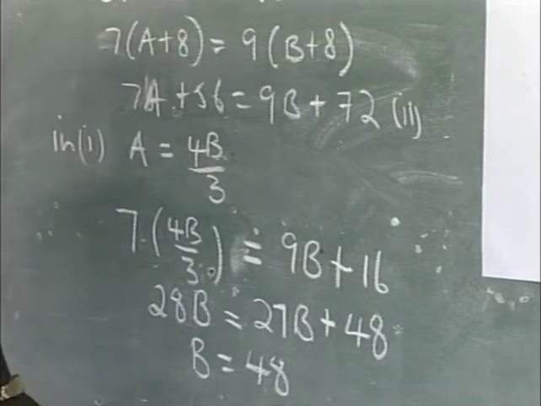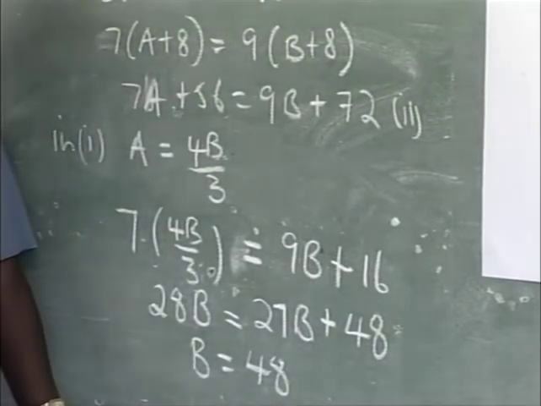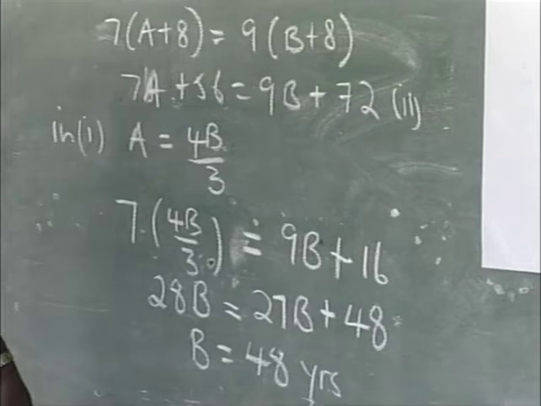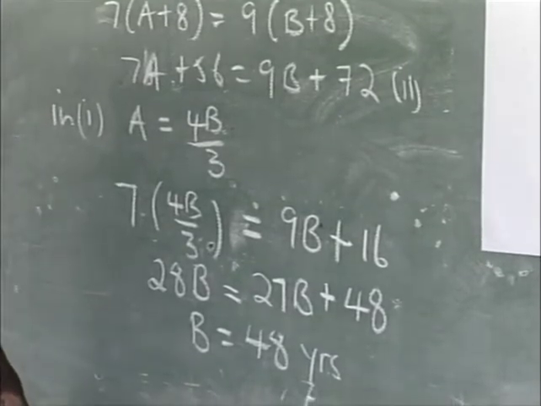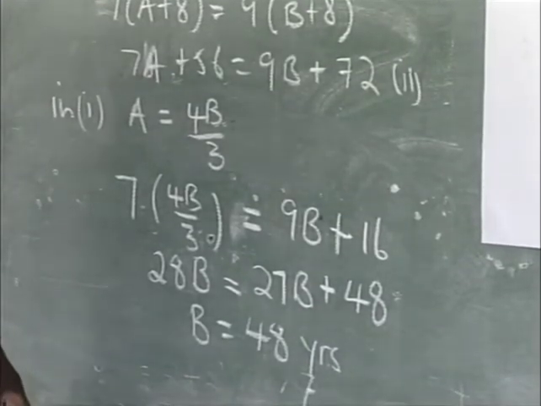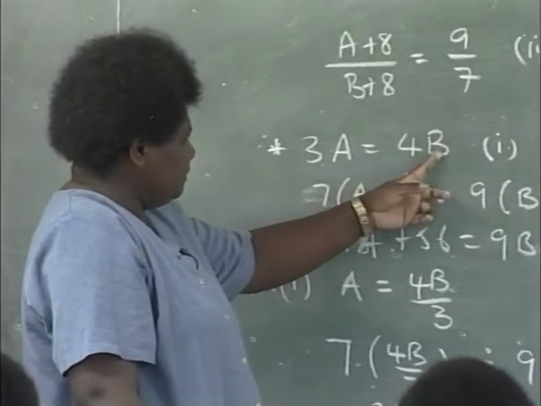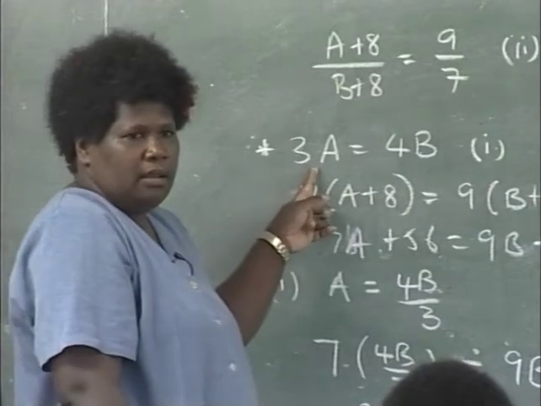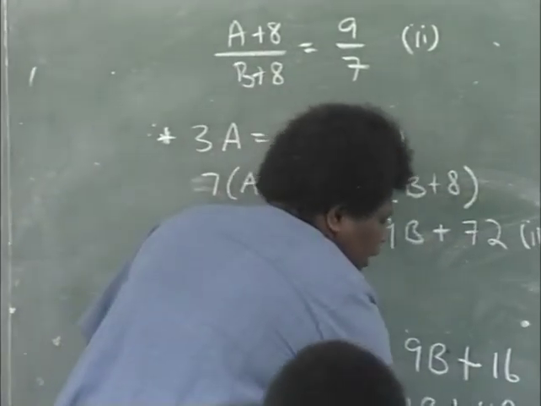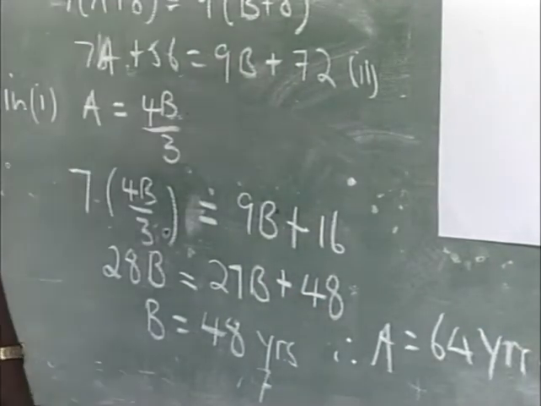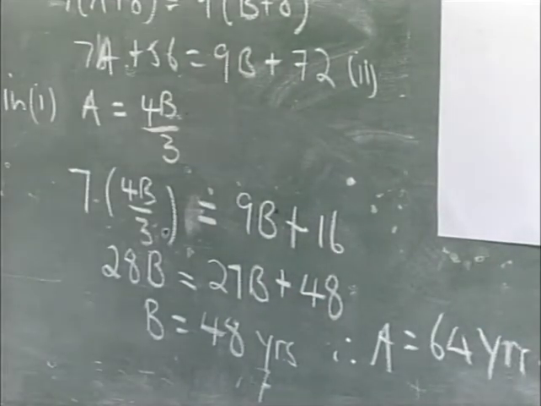Come on, the ratio of their ages is 4:3. B is 48 years old, A is 64. If not, you substitute B here: 4 times 48 will be equal to 3 times A, and then you solve for A. So therefore, A is 64 years old. Clear? Any questions on these two questions that I've done on the board?